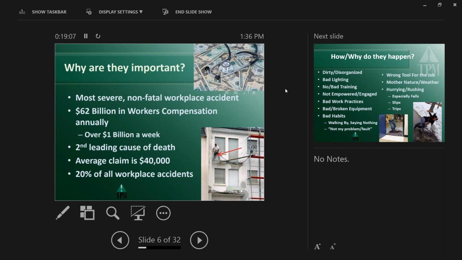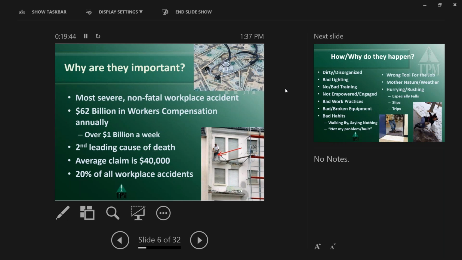We spend in the United States $62 billion in workers' comp annually just on slips, trips, and falls. So countrywide, we spend over $1 billion a week on slips, trips, and falls incidents. At work, it's your second leading cause of death. And when you take all the slips, trips, and falls accidents and workers' comp claims and put them in a bucket, the average claim is $40,000 per incident.